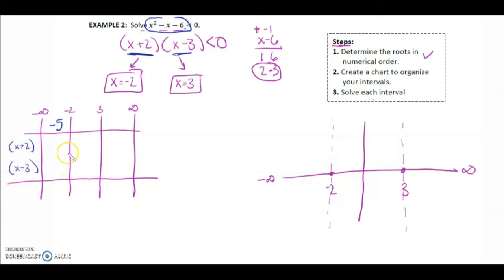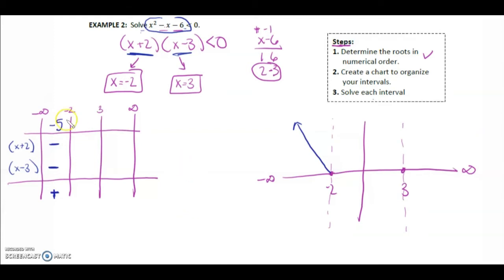We don't actually care what the numbers are because, again, it's not a graph, it's a sketch. So if I were to plug -5 into x plus 2, am I going to get a positive number or a negative number? Well, I'm going to get a negative number. And if I plug -5 into x minus 3, I'm also going to get a negative number. 2 negative signs will yield a positive. So we know that this is going to be above the x-axis between -infinity and -2.